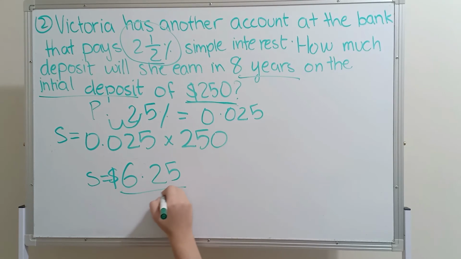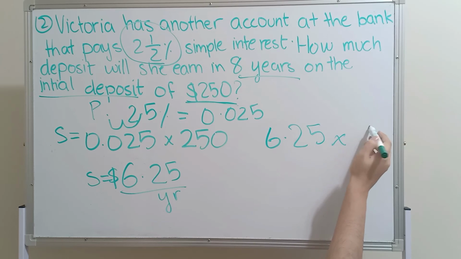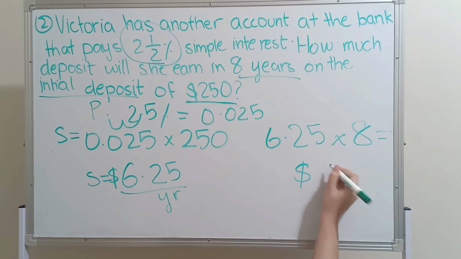So that is the interest for how many years? We have it for 1 year. So per year is going to be $6.25. And now how much do we need to know? We need to know for 8 years. So what we're going to do is multiply 6.25 by 8 because that is the amount of time we need to know. And if we multiply them, we will get $50 as our answer. So how much is she going to earn in 8 years? It is going to be $50 in interest over 8 years. So that was our second problem, and our answer for the second problem was $50.